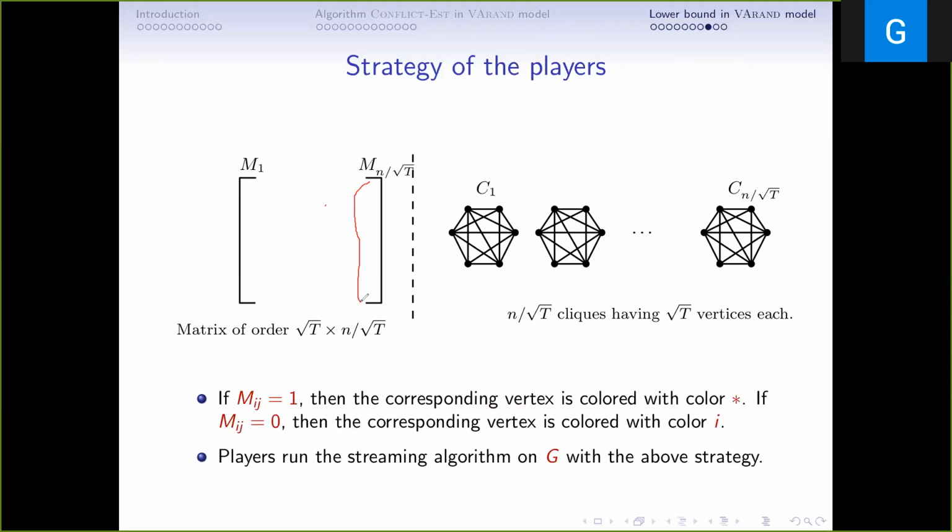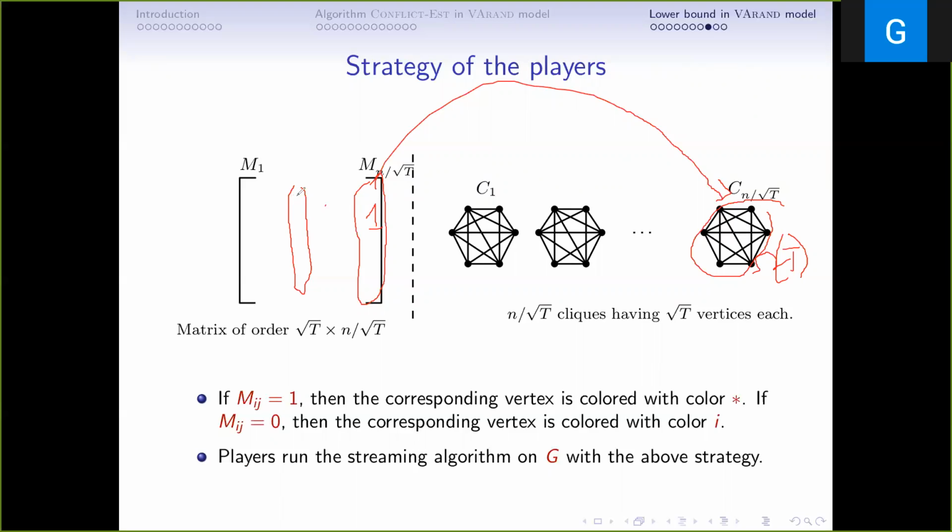if there is a column of all ones, then the vertices of the corresponding clique have the same color. That means all the edges of that particular clique are monochromatic. So we have Ω(t) many monochromatic edges. And if there are no all-one columns, then no clique, no edge will be monochromatic.